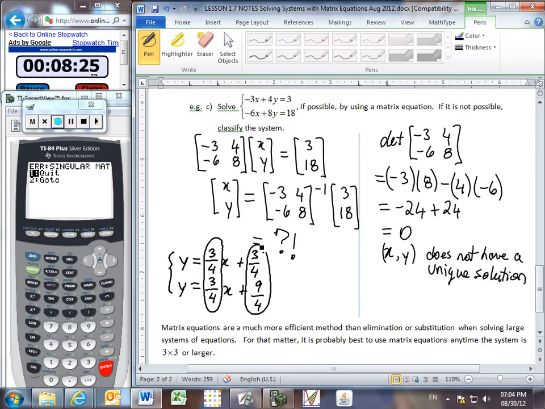So not only do our lines have the same slope, but they have different y-intercepts, and that implies that our two lines are going to be parallel. So a slope of 3/4 going through a y-intercept of 3/4, and a slope of 3/4 going through a y-intercept of 9/4. I've got parallel lines, and thanks to my graph, I can see that the system has no solutions.